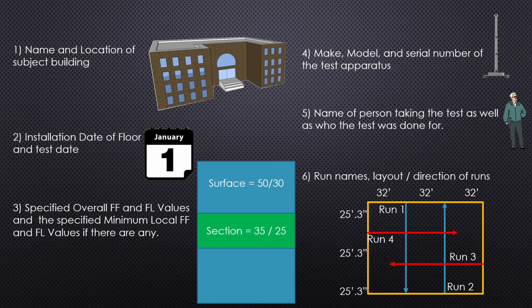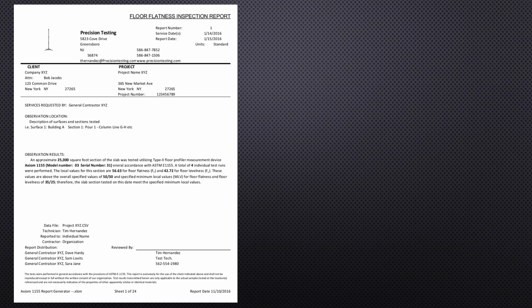Now ASTM 1155 doesn't say that you need to include this in your report, but if you're going to take the time to measure and lay out your runs on the job, why not include this info in your report? Also, in terms of naming your runs, the Axiom 1155 auto-generates a run name for each run in sequential order, i.e. run 1, run 2, run 3, run 4, and so on. This is the cover page for a fake report using the Axiom desktop report generator. On this cover page, you can see it includes much of what we talked about in the last slide.